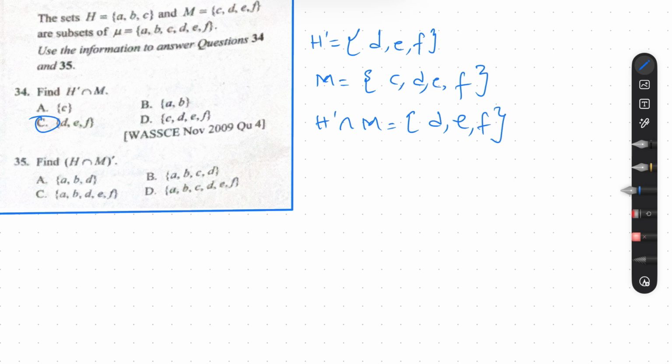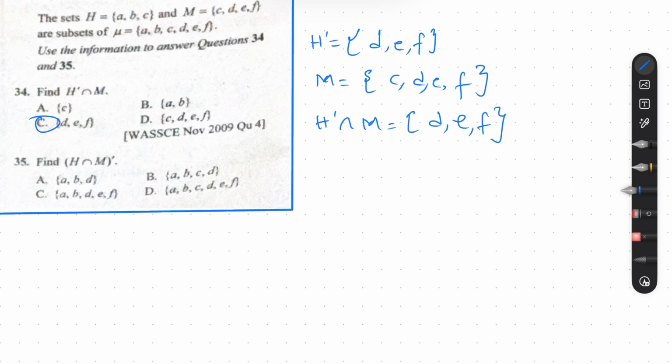Now go to question number 35. It says find, in brackets, H intersection M, complement. We need to first find H intersection M, then find the complement of that. H intersection M means the elements that are in H and also in M. We have A in H, but we don't have A in M, so that cannot be. B is here, but B is not in M. C is here and C is here. So our common element is C.